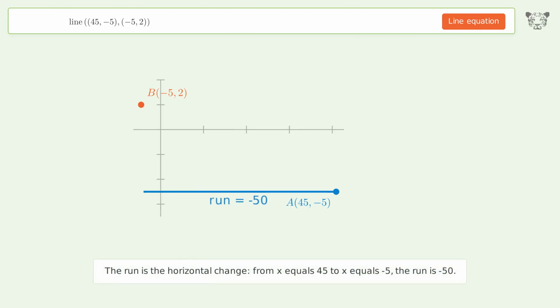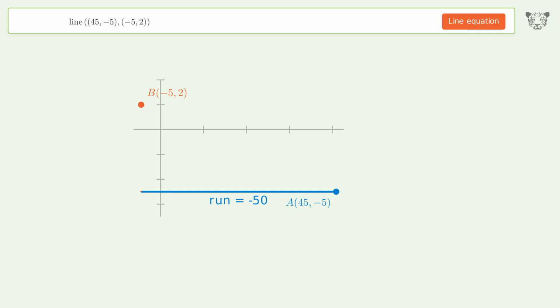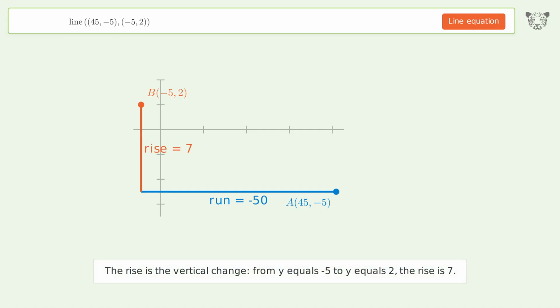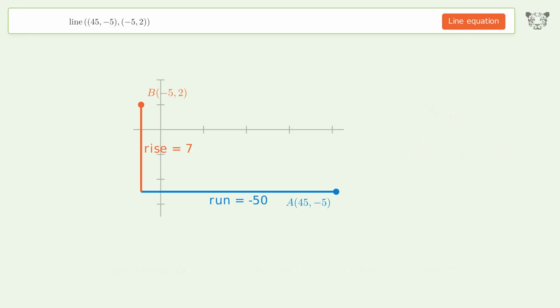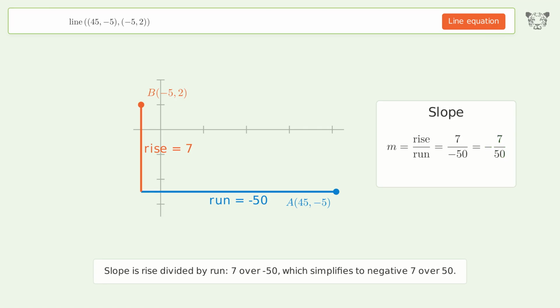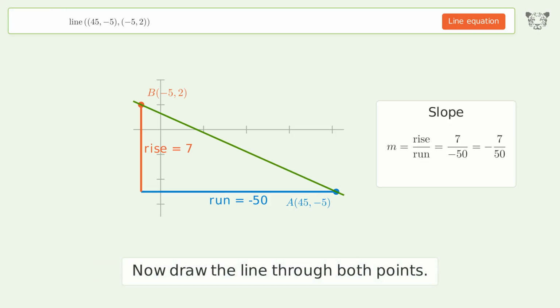The run is the horizontal change, from x equals 45 to x equals -5, the run is -50. The rise is the vertical change, from y equals -5 to y equals 2, the rise is 7. Slope is rise divided by run, 7 over -50, which simplifies to -7 over 50. Now draw the line through both points.